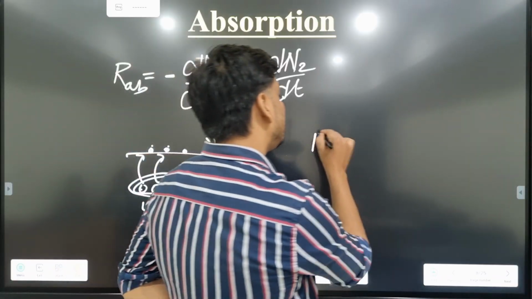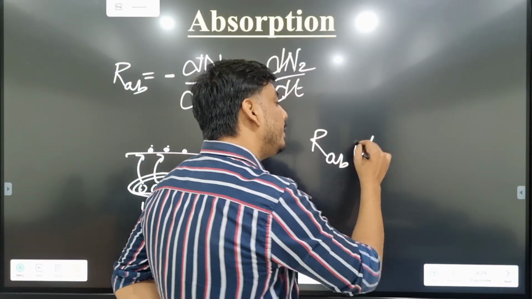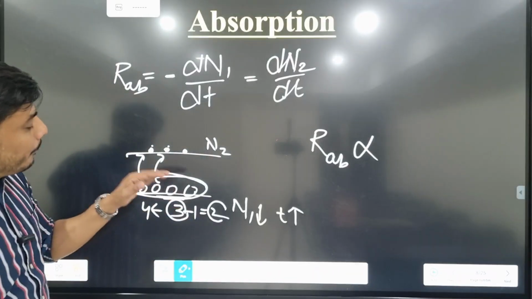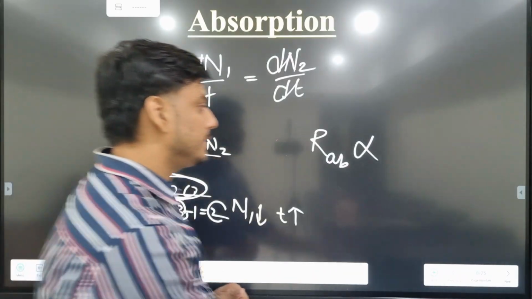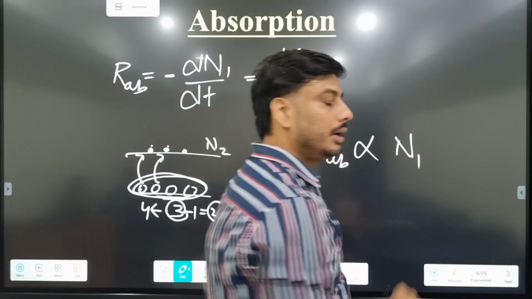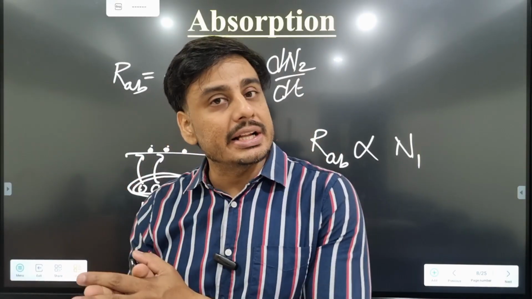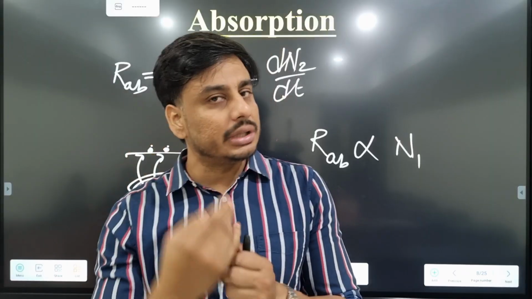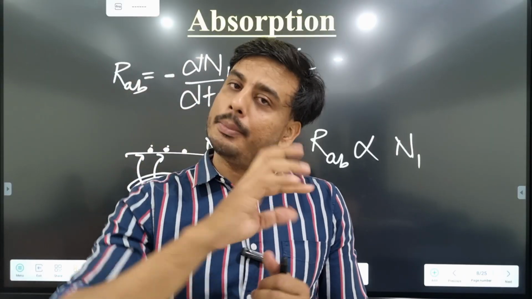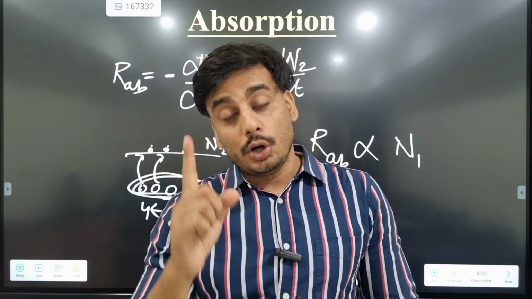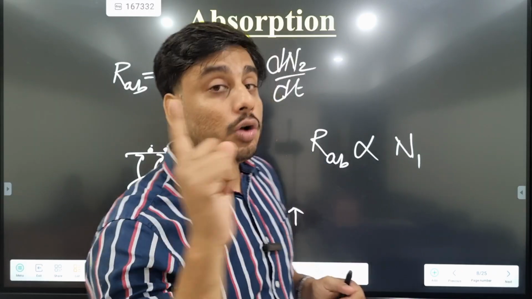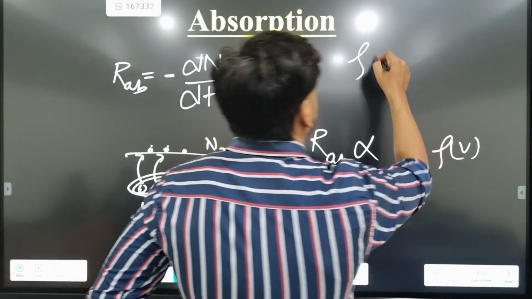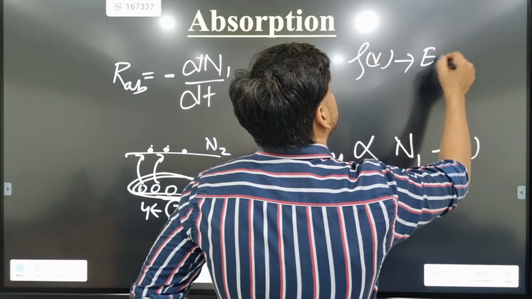So here rate of absorption depends upon two factors. One is how many particles are present in the lower energy state, that is N1. If there are 4 particles present, the maximum number of particles that can move will be 4, not more than that. So it depends upon how many particles there are, and it also depends upon the amount of energy given, that is energy density. Rho B is nothing but energy density.